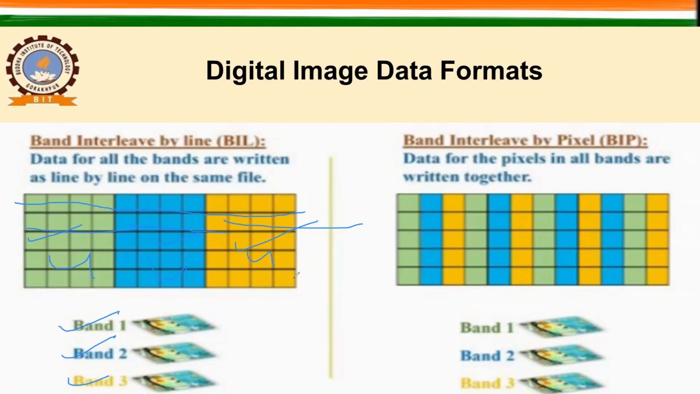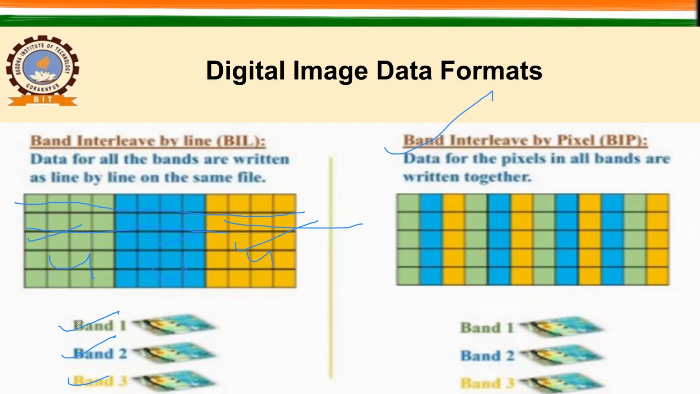So now we have the next one, which is band interleave by pixel, that is BIP. So data for the pixel in all bands are written together. Data for the pixel are written together.